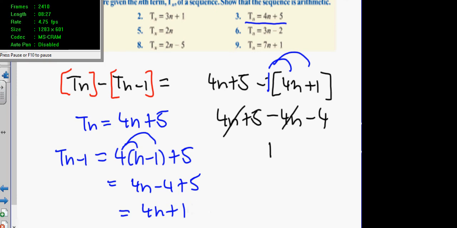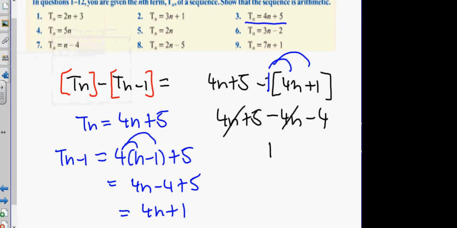Okay, a quick mistake here is that minus 1 multiplied by 1 is actually minus 1. So it's not minus 4, it's minus 1. And therefore the common difference is 5 minus 1, which is 4.